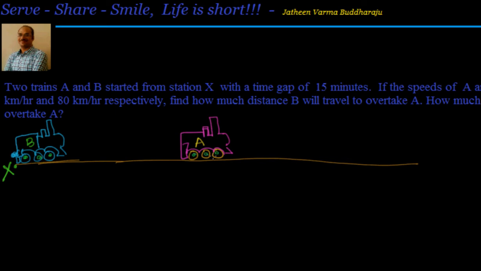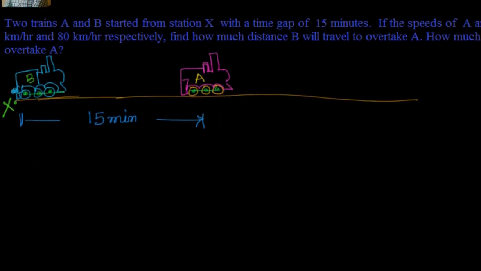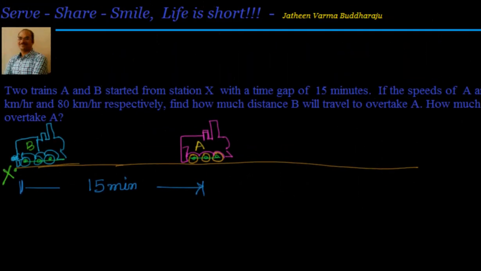So what we are trying to understand is the time gap between them. So this is given to us that there is a time gap of 15 minutes. Now we also know the speeds of both the trains. So let's put that down. Train B is 80 kilometers per hour. It's going very fast, whereas train A is only 60 kilometers per hour. So what we have to find out is, after some time B will overtake A.